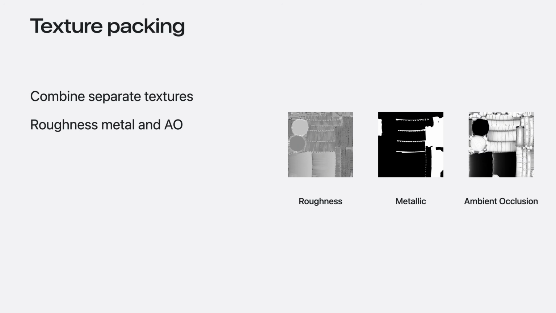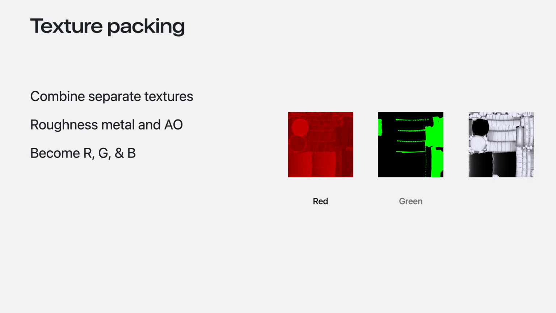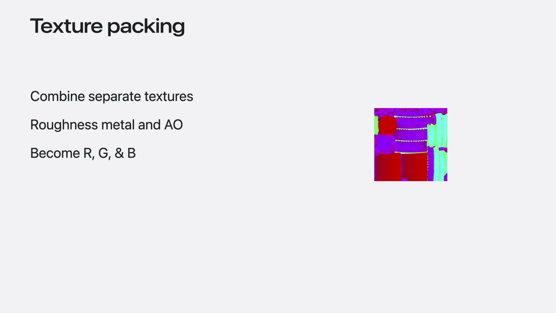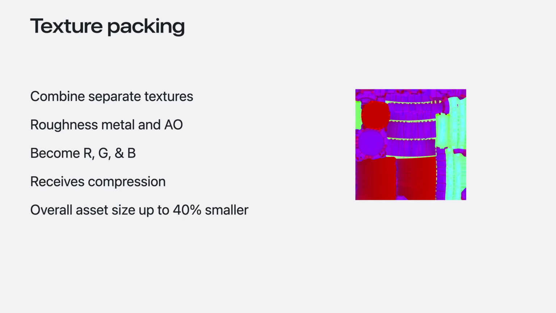Texture packing is where we combine texture data from separate files into one larger file by utilizing the different channels of a color texture. For example, we could take our roughness, metallic, and ambient occlusion textures and use them as the red, green, and blue channels respectively. Then combine that data into a single texture file. As an added bonus, this RGB texture will now get compressed when we build our app. Just packing your grayscale textures together can reduce the total size of a PBR asset by up to 40%.